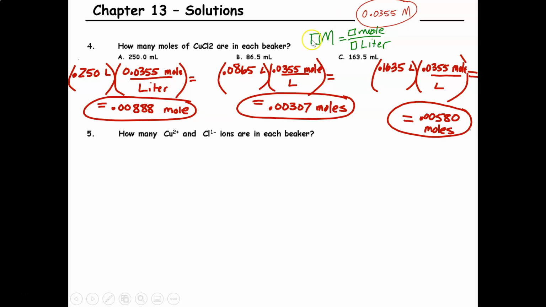I'm going to take my molarity times the liters, and then I can calculate how many moles are in each beaker. Now the answer is different for each one of these beakers. They all have the same concentration, 0.0355, but they all have a different volume or number of liters. Therefore, we'll get a different number of moles for each one of them.